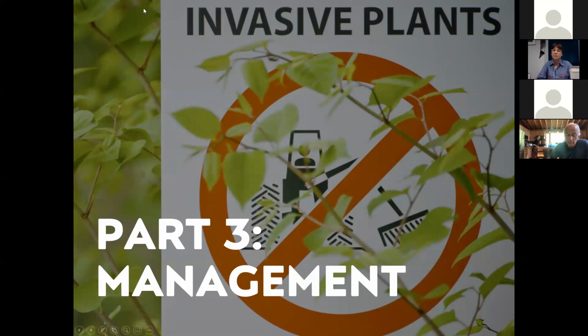So now that we have a great foundational knowledge of knotweed, thanks to Emily Bell and Becca, we know how to identify the plants, we know the impacts that they cause. Now we're going to learn what we can do to address knotweed if we encounter it on the properties that we own or manage.